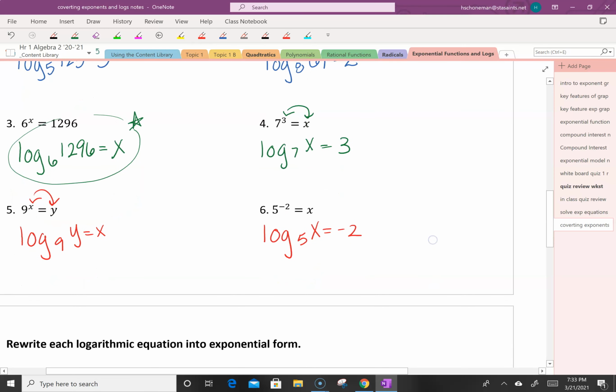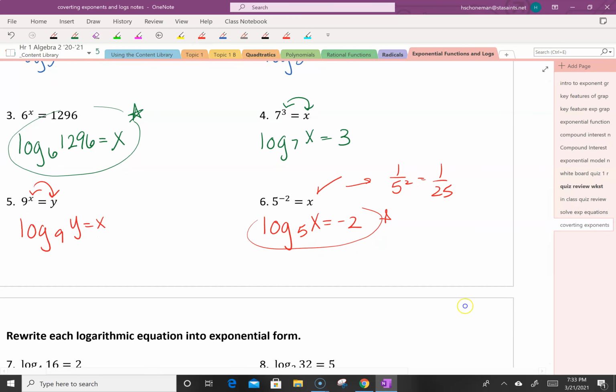Now, if you're looking at number 6, I can't solve this written like this, but I can solve it written as an exponent, because this is really 1 over 5 squared, which is 1 over 25. So some of these equations can be solved as an exponent, and some of them, like number 3, would be better solved as a log. But having the ability to flip back and forth will give us the ability to put the equation in a form that helps us solve it.